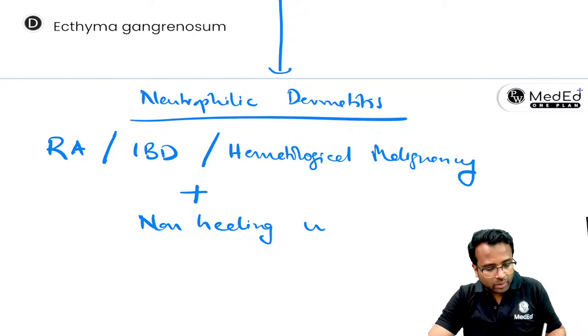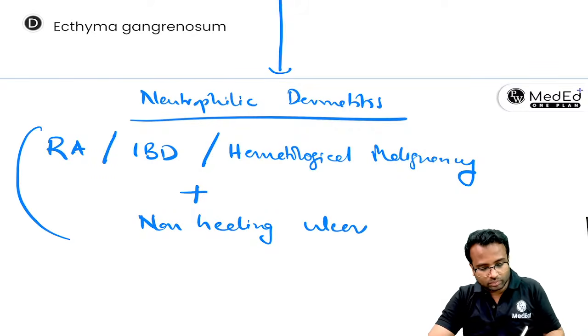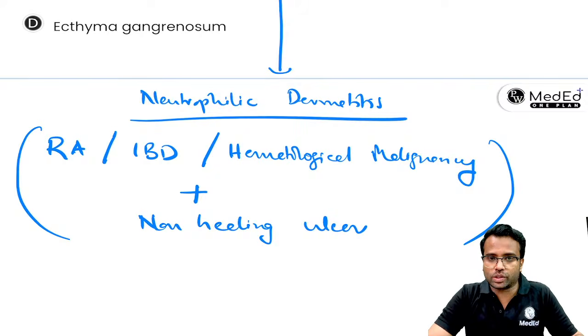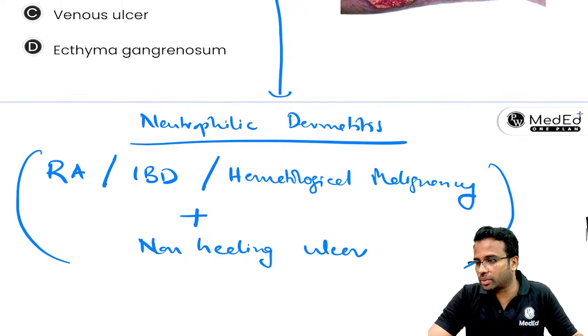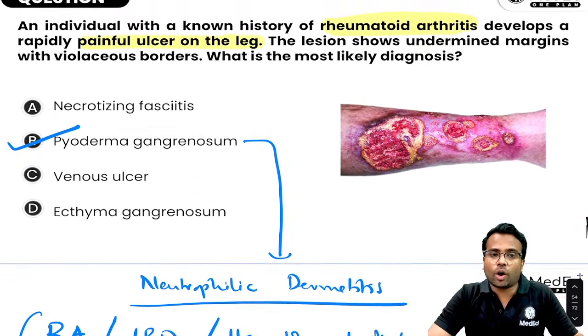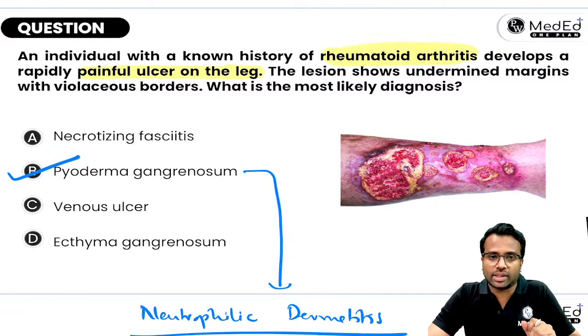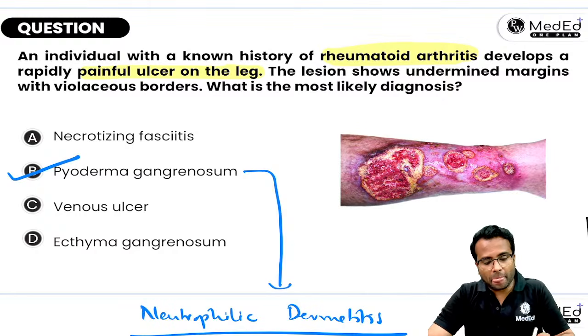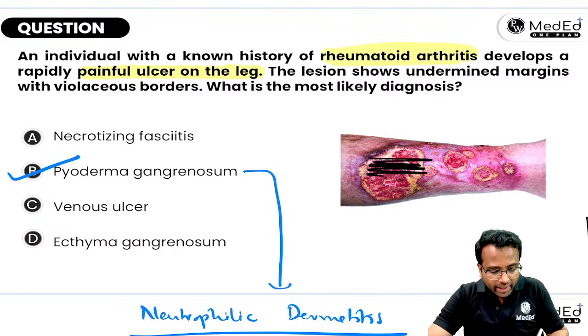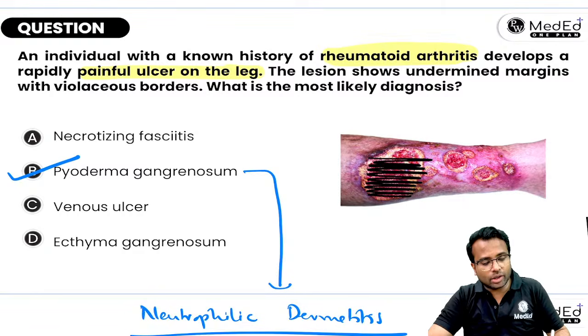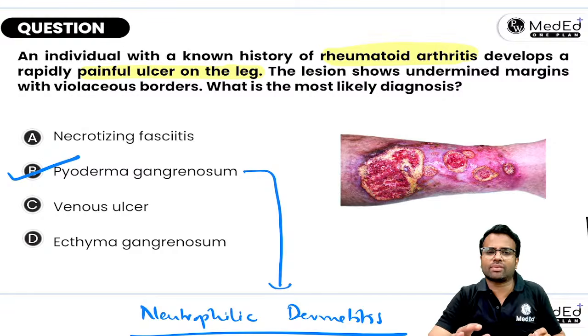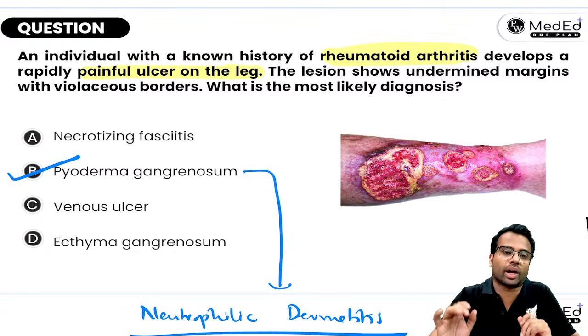then think about pyoderma gangrenosum. Now see all the options. If this was a patient with necrotizing fasciitis, the patient will not give a history of rheumatoid arthritis. Instead, the patient may come to you with gangrenous skin. If there is gangrenous skin, then it could have been necrotizing fasciitis. But necrotizing fasciitis has no relation with rheumatoid arthritis.